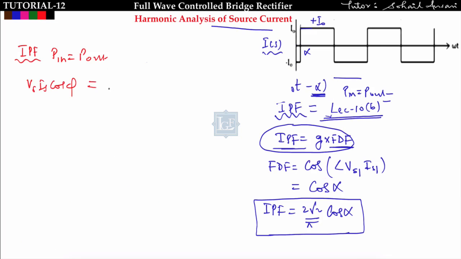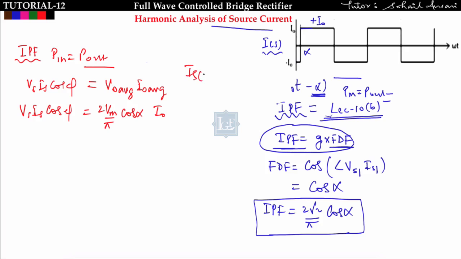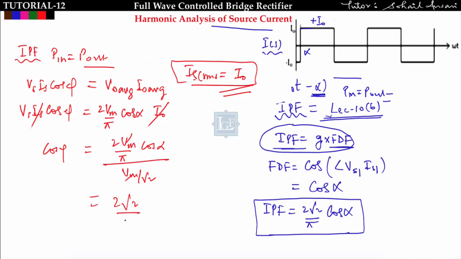In a current stiff type of load, output power is nothing but V naught average into I naught average. So Vs Is cos phi equals V naught average, which is 2 Vm upon pi into cos alpha, times I naught average, which is I naught. I have already derived that the RMS value of source current is equal to the load current in this case. Cancel this, Is is equal to I naught. You will get cos phi equal to 2 root 2 upon pi into cos alpha. You are getting the same as this.